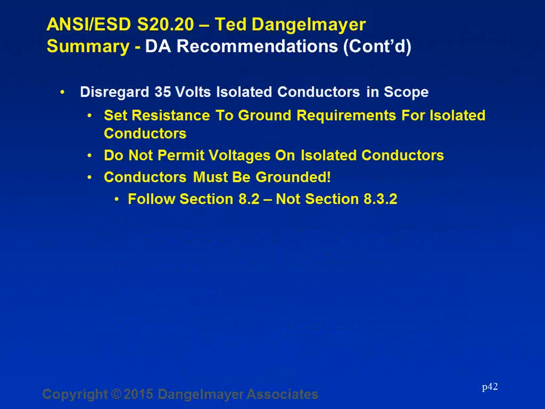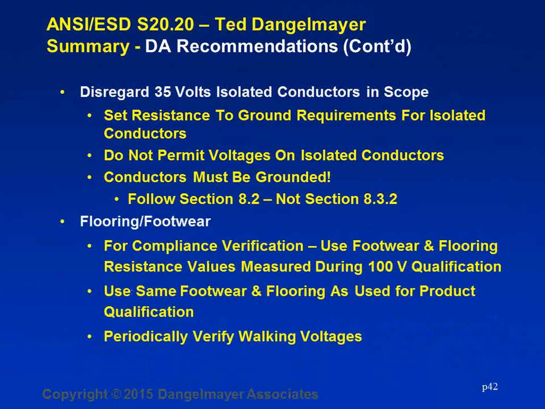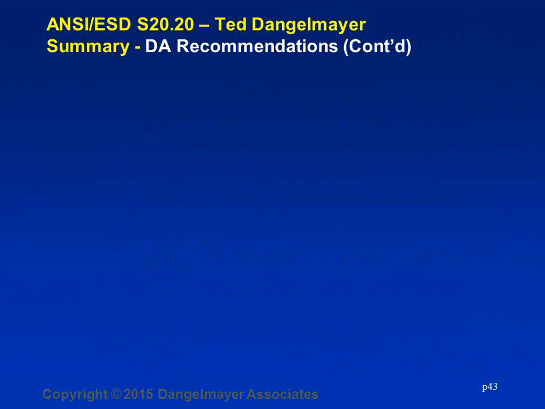We suggest disregarding the 35-volt allowable limit on isolated conductors, and instead of that, set a resistance to ground requirement that makes sense. In other words, do not permit voltages on isolated conductors, or follow Section 8.2 in 2020 instead of 8.3.2. Flooring and footwear we've covered quite thoroughly, and what we're saying is, standardize on the footwear and flooring that you used initially, and periodically repeat the walking voltage test to make sure that you're still in compliance.